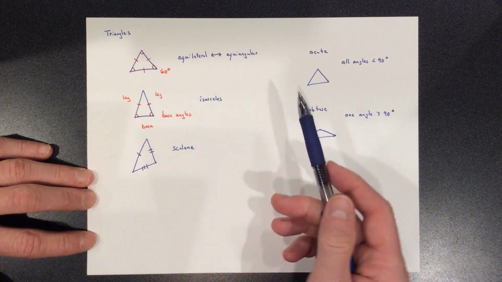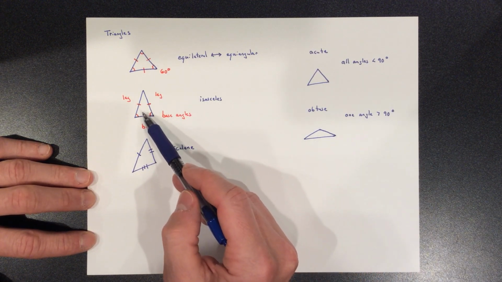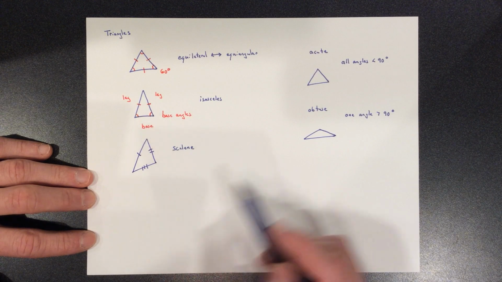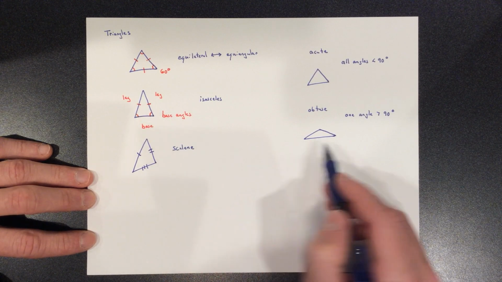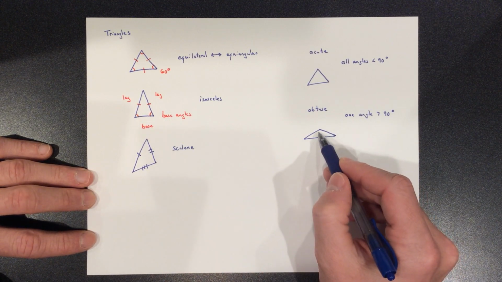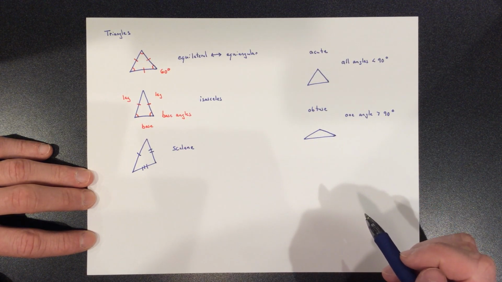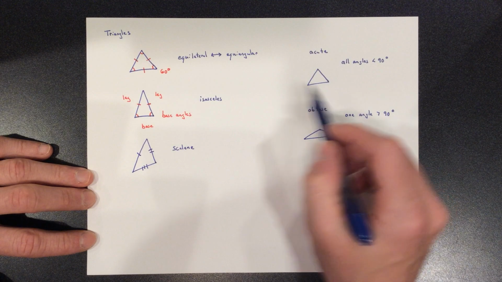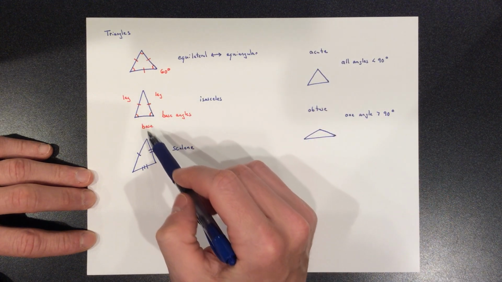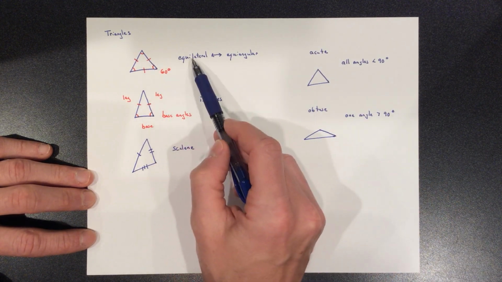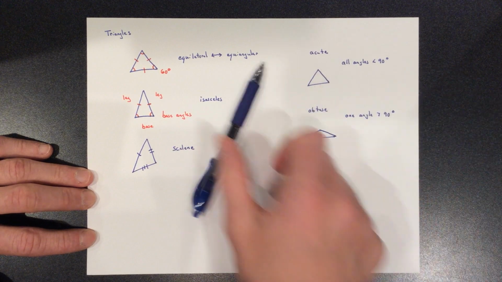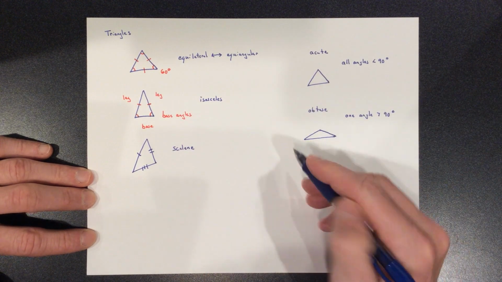You can have an acute isosceles. This looks like an acute isosceles. You can have an obtuse scalene, which is probably what this is. It's an obtuse angle, and all three sides are different. You can have an acute isosceles. Certainly all equilateral triangles are by definition acute. And then you can have a right triangle.